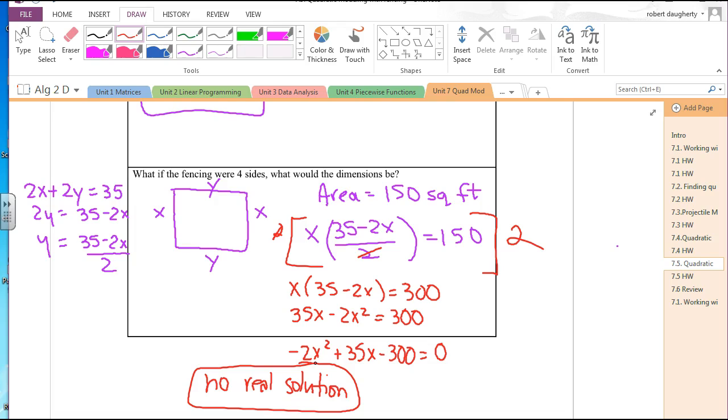Now, if I wanted to figure out what's the maximum that I can get, what would I need to find? The vertex. So I could find the vertex and figure out what the maximum would be, and it's probably going to be a number less than 150 in this case. So that was a trick one there.